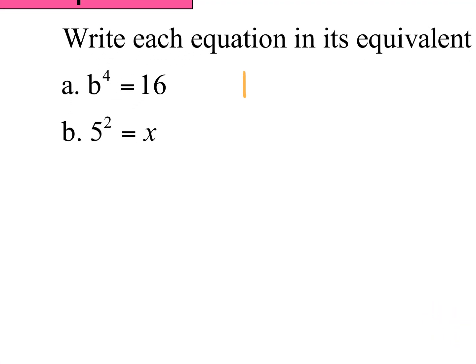So I'm going to start with my base. So log base B. So our base is whatever the base is that has the exponent. The other two numbers switch positions. So 16 would come next, and then it equals 4. So for B, what's our base? So log base 5 of what? What would come next? X, and it equals 2.